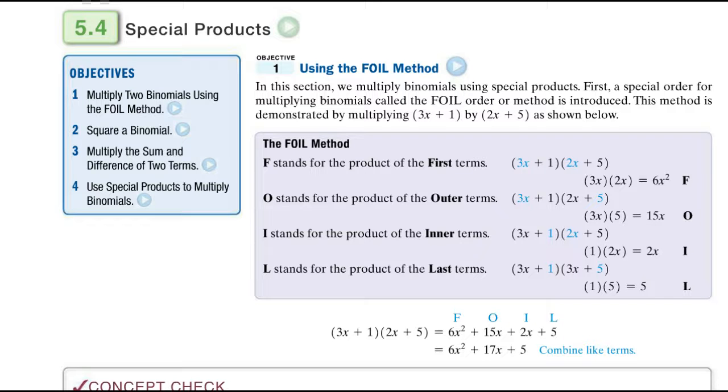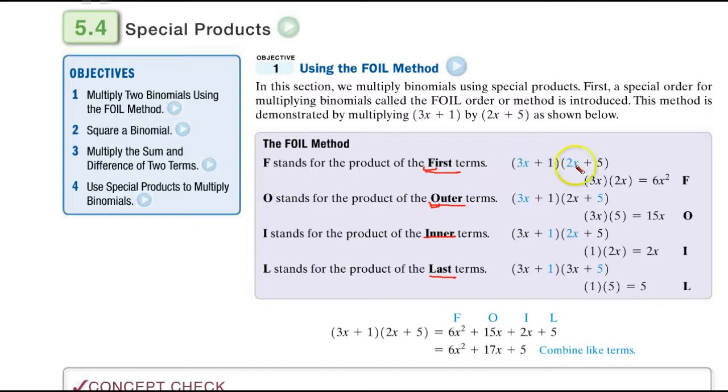Now we are going on to special products in section 4. And here they will describe using the FOIL method. Now, FOIL is an acronym that simply means your first term, take the F, your outer terms, the O, the inner terms, the I, and the last, the L.